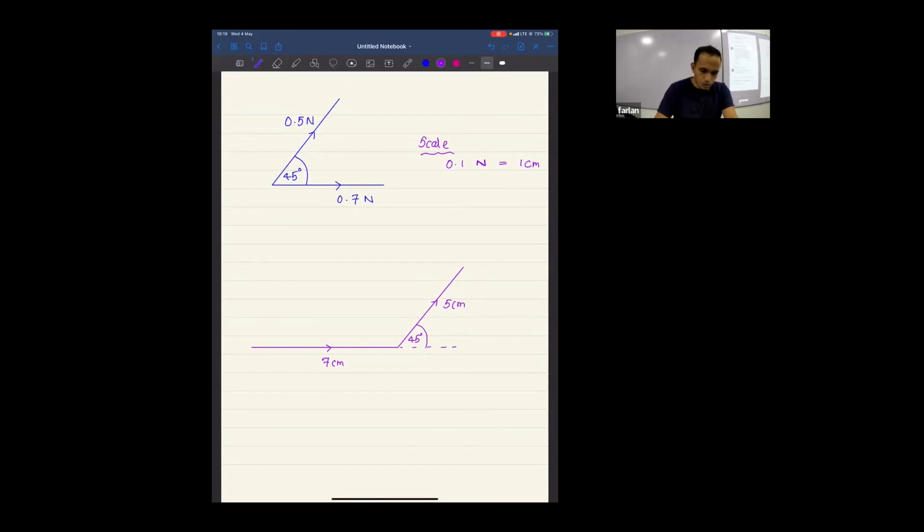So the resultant will be from this starting point to this ending point. How many centimeters is that? 11 point. Let's say 11.1 centimeters. So you need to multiply 11.1 with 0.1 because 1 centimeter is representing 0.1 newtons. So 11.1 into 0.1 will be 1.11 newton. Is that clear? Okay. Fine. Then you can take a break. We'll be back in 15 minutes.